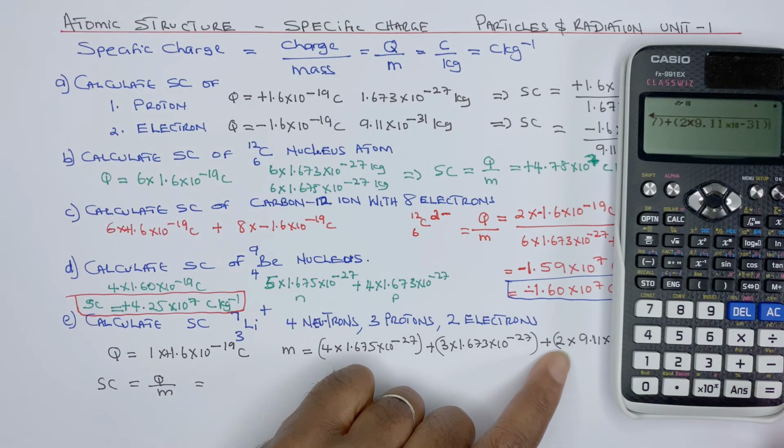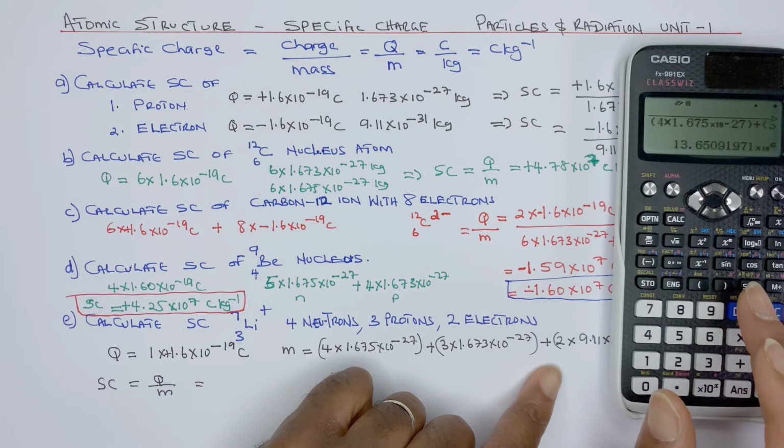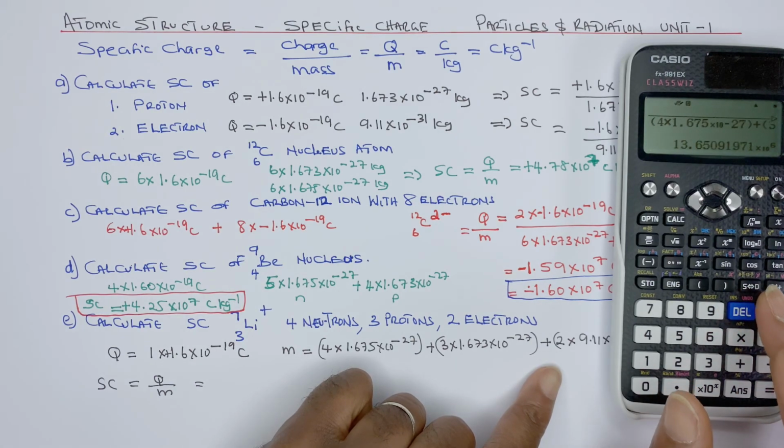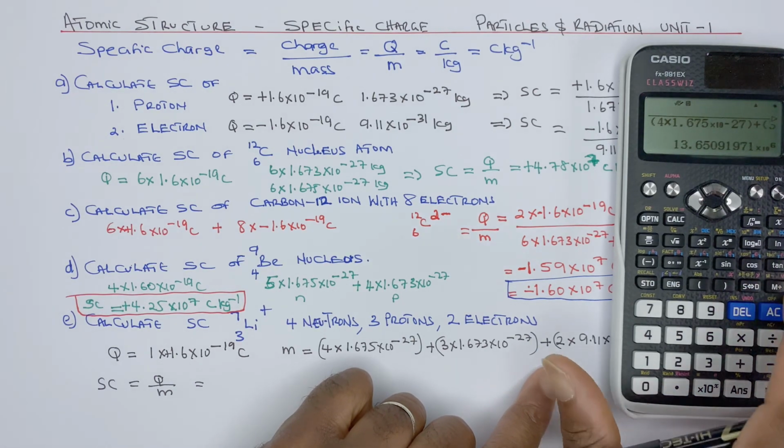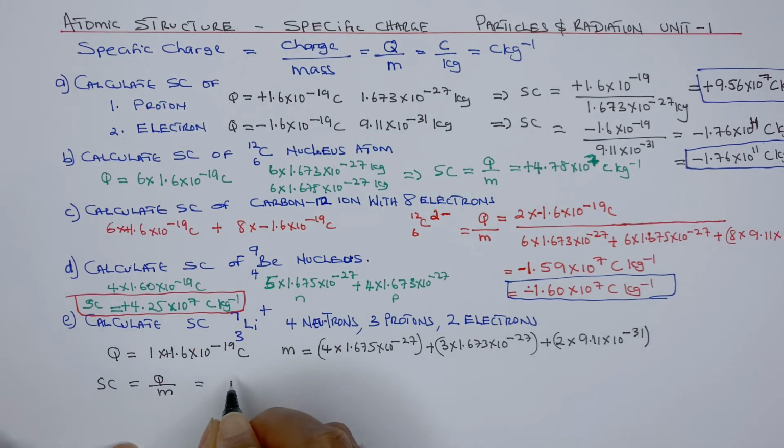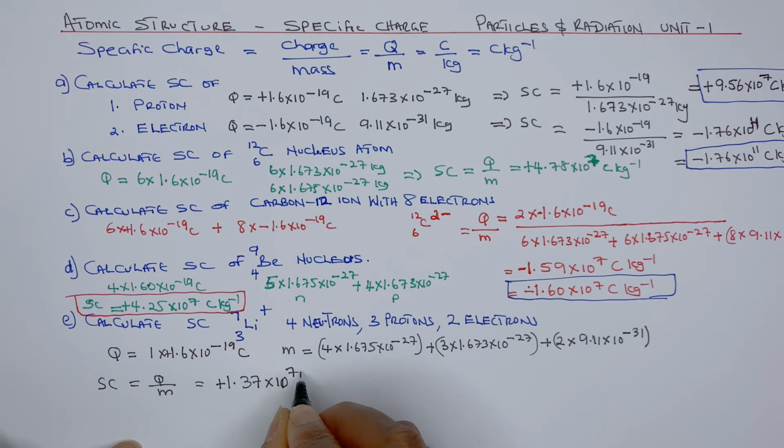And that would be equal to 1.37 times 10 to the power 7. So that's a plus, because that's a plus there. 1.37 times 10 to the power 7 coulombs per kilogram.